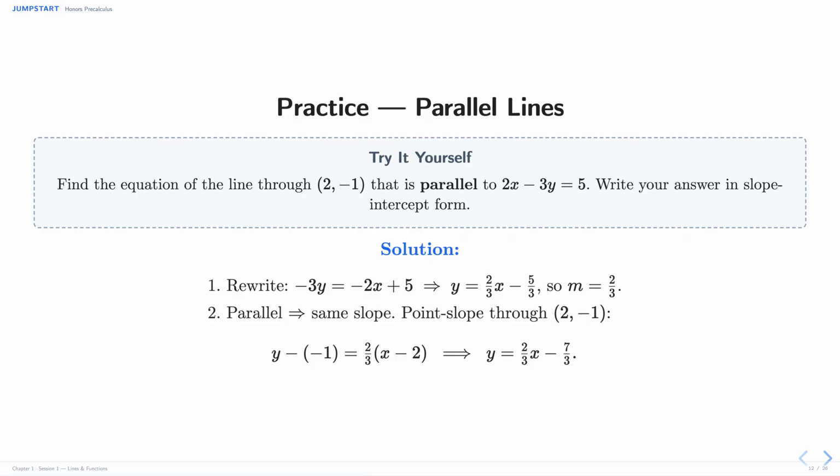Now it's your turn. Try to find the equation of the line that passes through the point (2, -1) and is parallel to the line given by the equation 2x minus 3y equals 5. Remember to write your answer in slope-intercept form. After you've had a moment to work on it, we'll go through the solution together.